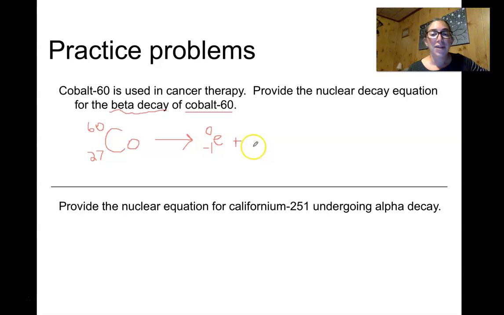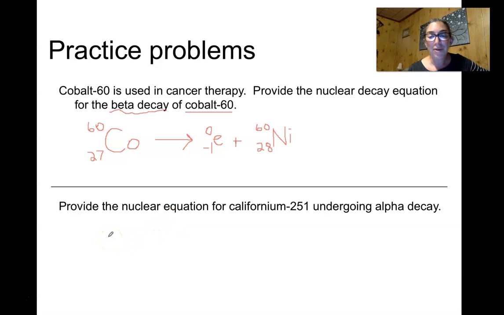All right, the daughter nucleus, now we need to figure out. So we need to figure out what the new atomic number is going to be. So it's something minus 1 equals 27. So that would be 28. Now we look at the periodic table. What is the element with 28 protons? According to the periodic table, it is nickel. And the mass number doesn't change because no mass is actually lost. 60 plus 0 is 60.